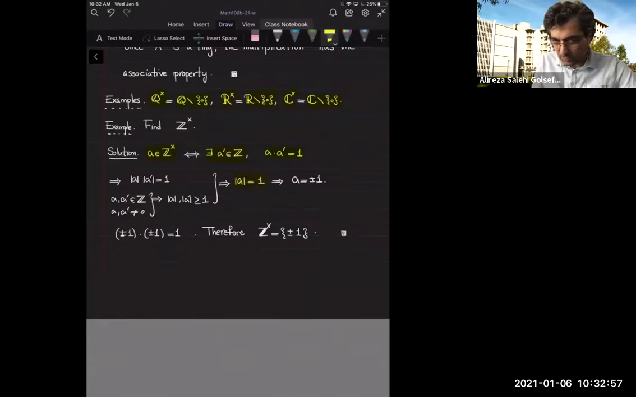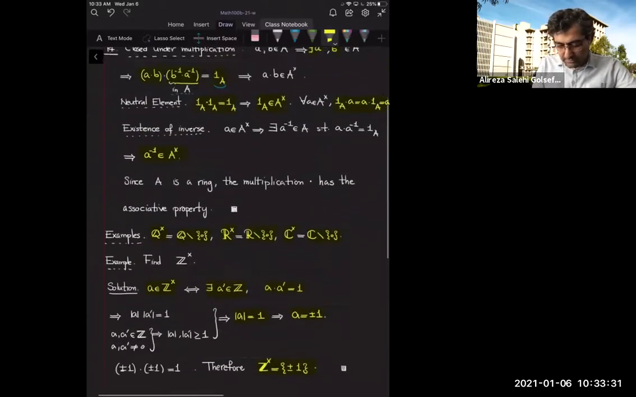This means A has only two possibilities. It's either positive 1 or negative 1. Now notice that both of them are indeed units. 1 times 1 is 1, and negative 1 times negative 1 is 1. So both of them are units, and altogether we deduce that the group of units of the ring of integers consists of two elements, plus 1 and negative 1. You see, it's very restrictive for the ring of integers, unlike the ring of rational numbers or real numbers or complex numbers.